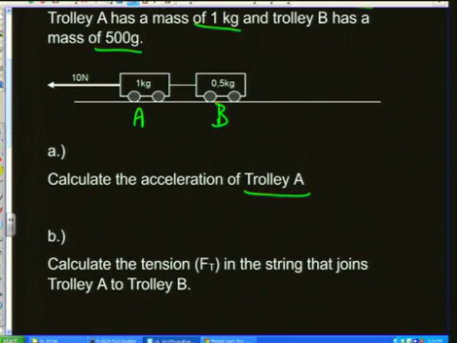Then they ask for the tension in the string that joins trolley A to trolley B. So they want this tension. Now, something interesting about tension is that the tension in a string will be the same at either end. Okay? What we've got to do with this sort of problem, we've got two objects.